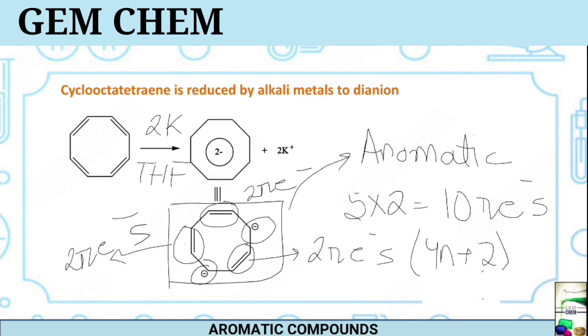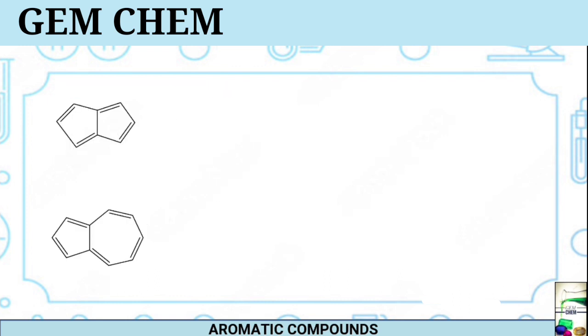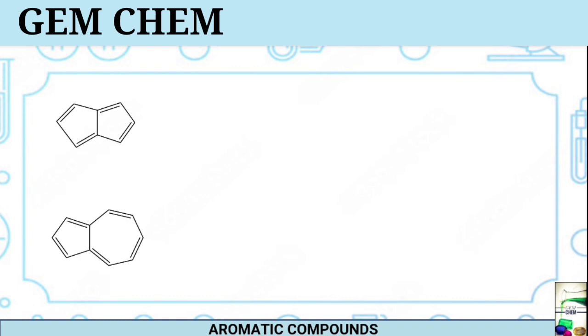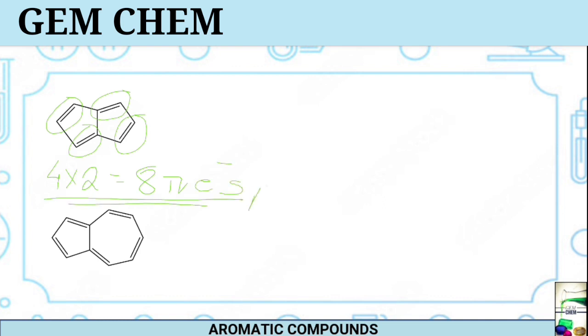Now we will deal with a few other compounds. See here this one, this is known as pentalene. Now if you calculate the pi electrons, 1, 2, 3, 4 double bonds, so there is 4 into 2, that is 8 pi electrons, and this is anti-aromatic.